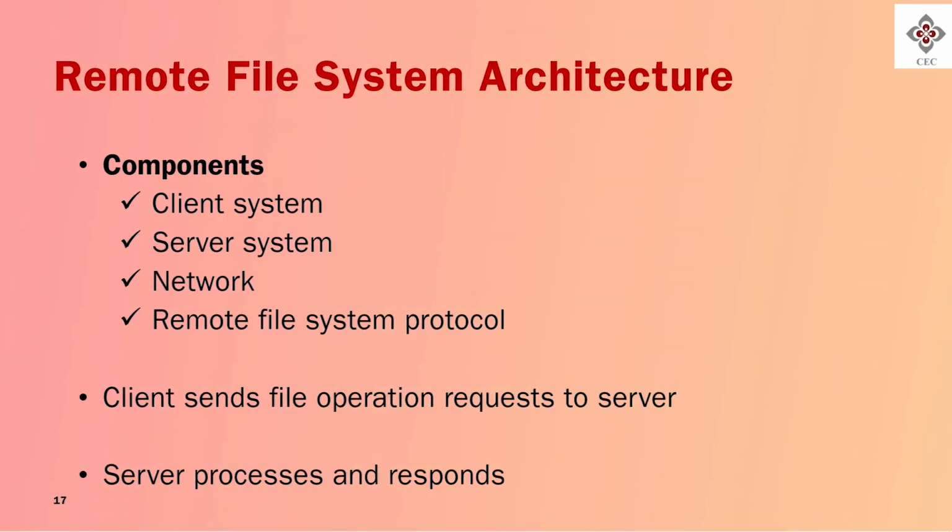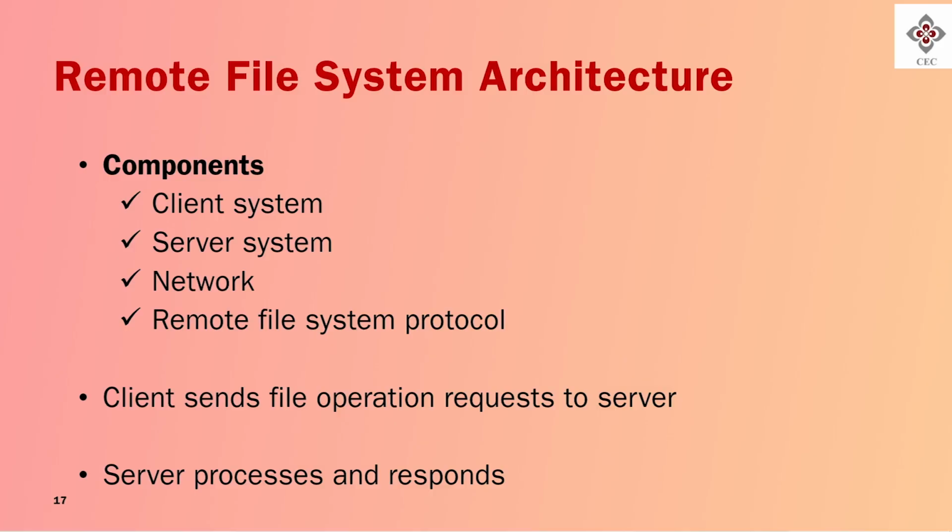The components of remote file systems are the client system, the server system, the network, and the remote file system protocol. We have different examples, like NTFS, the network file system NFS, and other cases like SMB. The client sends a file operation request to the server, and the server performs the operation and gives the result.